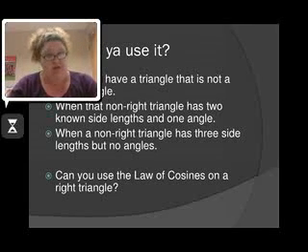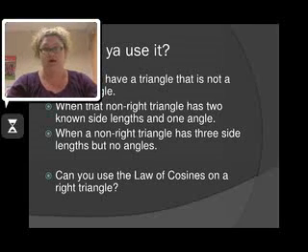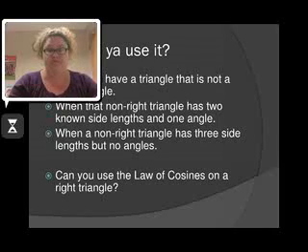And then my question to you, and what I'd like for you to look up: can you use the law of cosines on a right triangle? Alright, so test it out, see what you get.